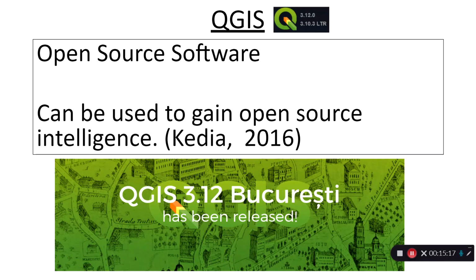QGIS is the open source GIS package. When I say open source, it's important to note that I mean it is open source in terms of software, not intelligence. That means it is non-proprietary, it is free, and has been used by some departments in the same capacity that ArcGIS is used.